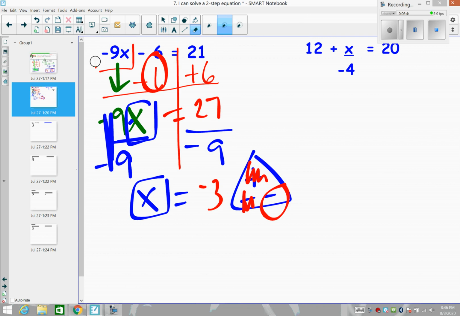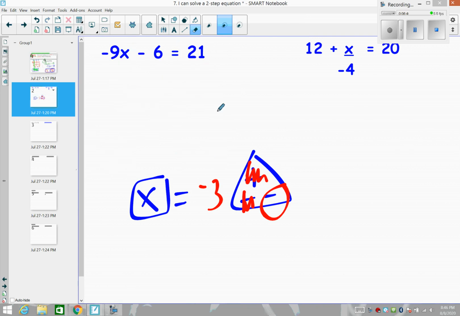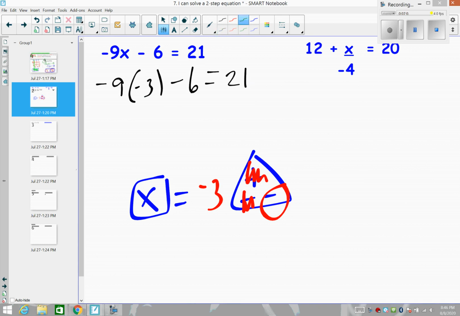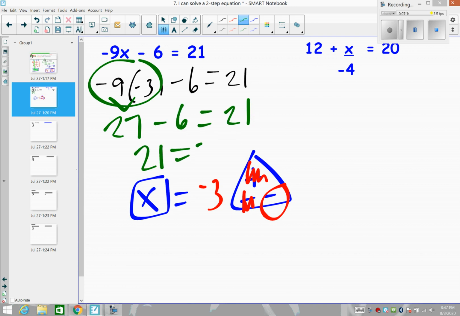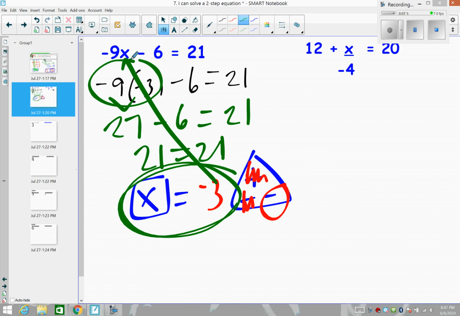So we're going to plug back into the original equation and make sure that we have it correct. If we substitute back in, we have -9 multiplied by -3 minus 6 equals 21. So we multiply here, we have 27 positive. You can use your calculator to check that out if you need to. And we end up with 21 equals 21. So therefore, we know that the solution is -3, just simply by plugging it back in here. And again, if you need a calculator to help you with a few steps, that's totally cool with me.